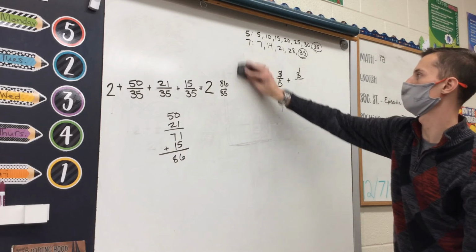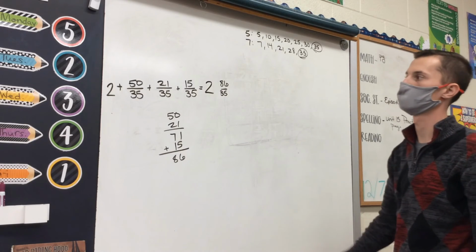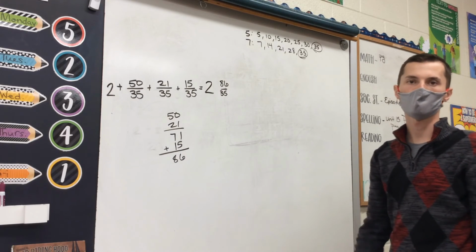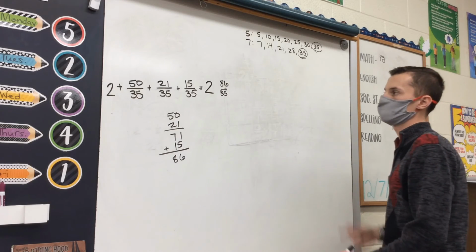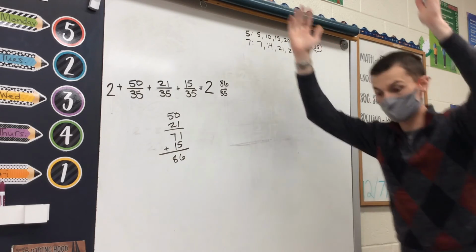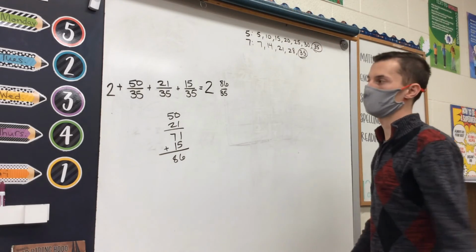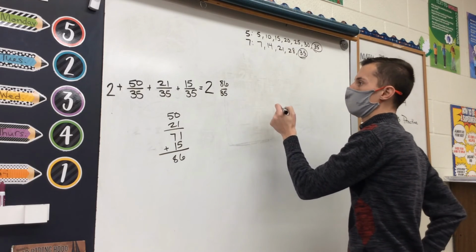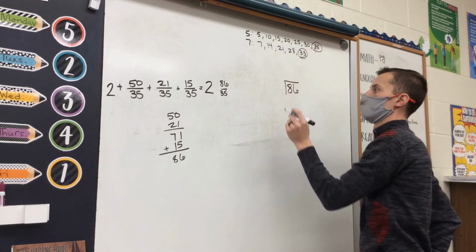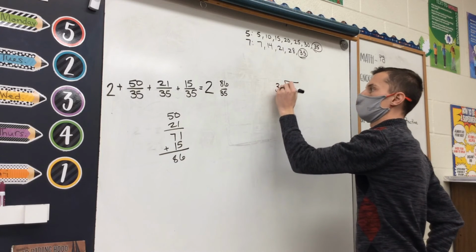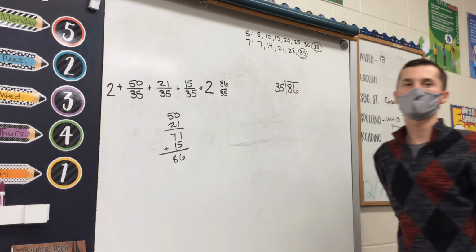Something is terribly wrong with that, and it's because what? Improper fraction, right? And so in my class, what do I say? Get off my lawn, okay? We don't allow improper fractions here, so we are going to change that improper fraction into a mixed number and then add that back to our 2.